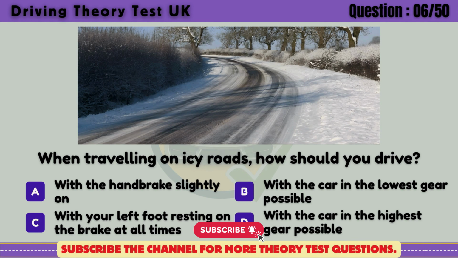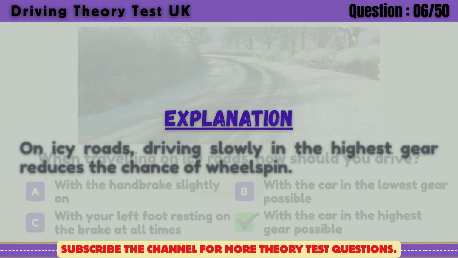Question 6. When traveling on icy roads, how should you drive? Option A. With the handbrake slightly on. B. With the car in the lowest gear possible. C. With your left foot resting on the brake at all times. D. With the car in the highest gear possible. Answer is D. With the car in the highest gear possible. On icy roads, driving slowly in the highest gear reduces the chance of wheel spin.